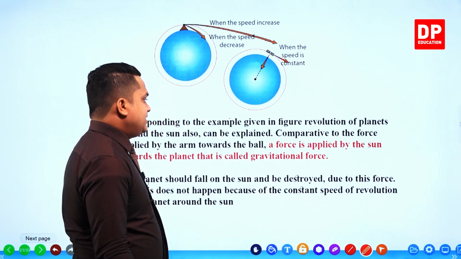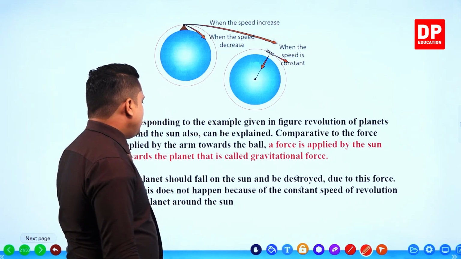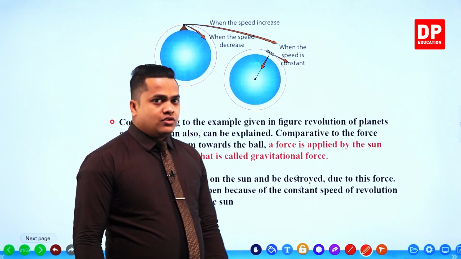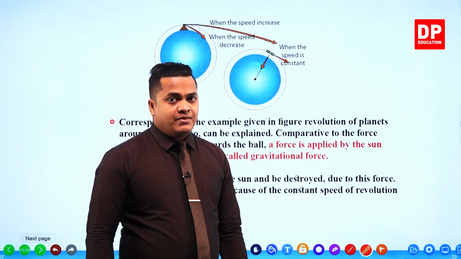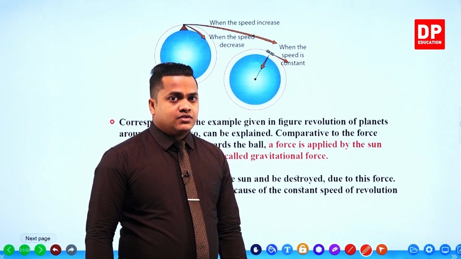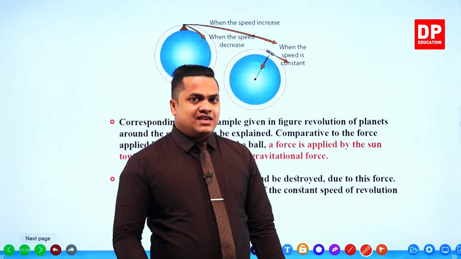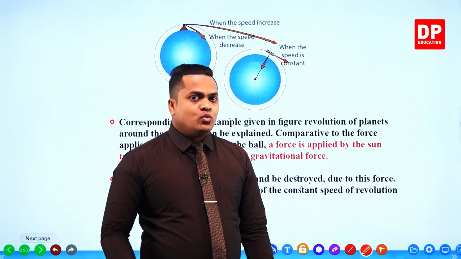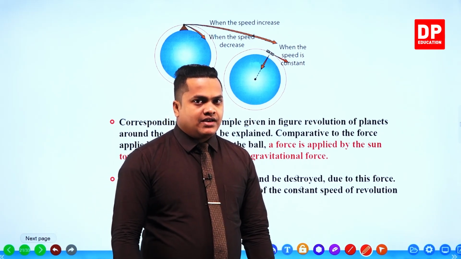So once again, my dear children, a force is applied by the sun towards the planet, and that is called the gravitational force. So this rotation or revolution occurs mainly because of the gravitational force, right? The gravitational force is the same as the force which we have applied by our arm to rotate that particular ball.